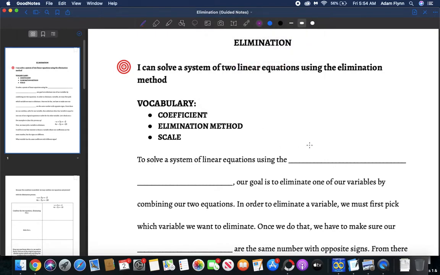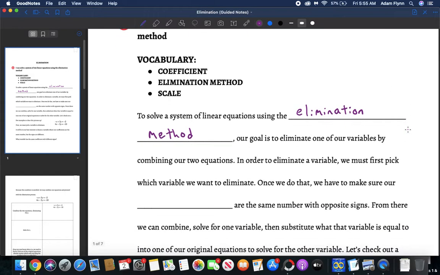So to solve a system of linear equations using the elimination method, our goal is to eliminate one of our variables by combining our two equations. In order to eliminate a variable, we must first pick which variable we want to eliminate. So we'd be looking at our letters, most often x and y.